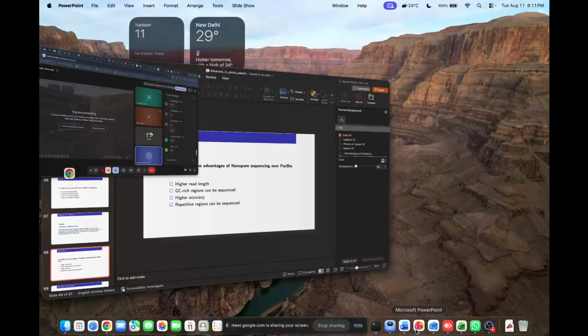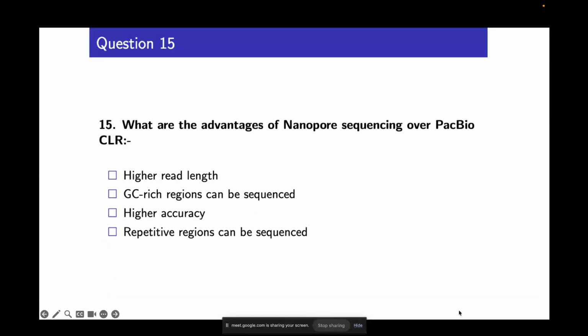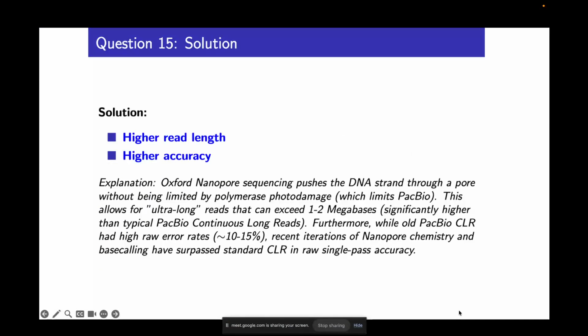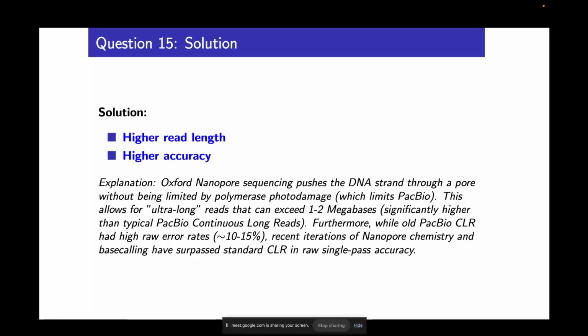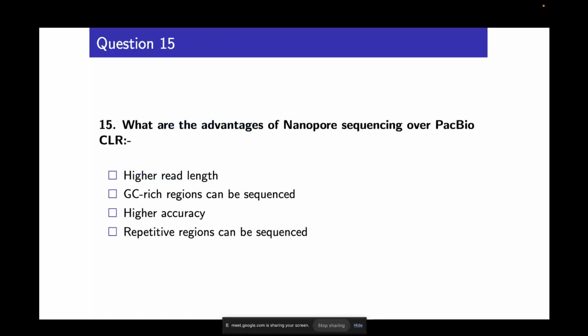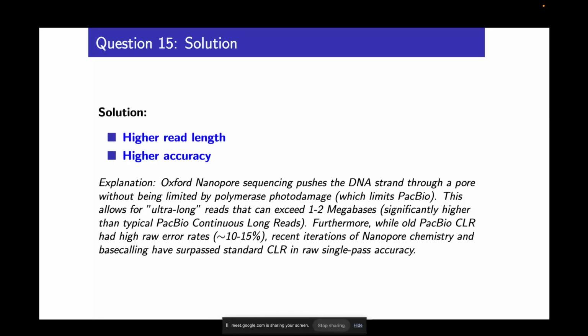Okay, different answers. The answer is higher read length and higher accuracy, so that would be A and C. Okay, I am not very sure about this. Just give me a moment. Let me check one thing.